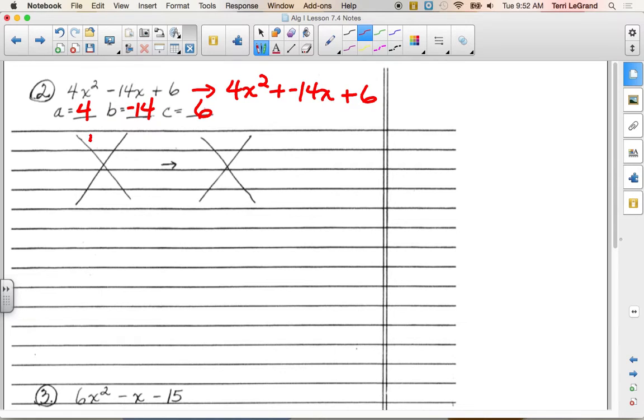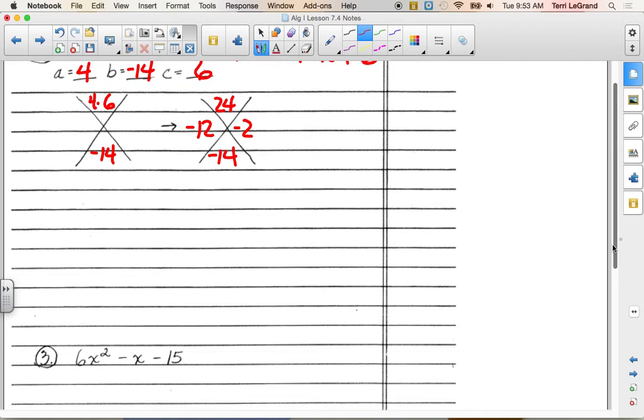We're going to take 4 times 6. What goes down here? Negative 14. Okay. So that's all we're going to do in that x, just to show ourselves in our notes what we had to do. 4 times 6 is 24. And so we have to have two factors of 24 that add up to negative 14. Negative 12 and negative 2. Negative 12 times negative 2 is positive 24, and negative 12 plus negative 2 is negative 14.